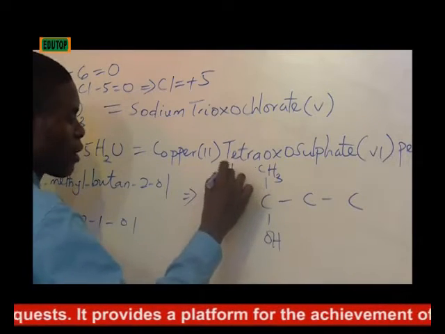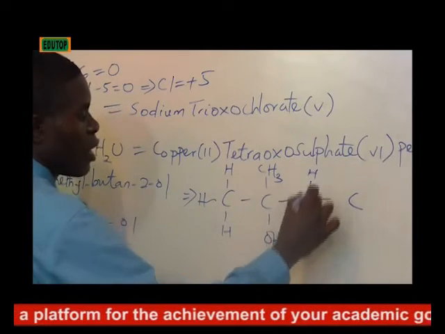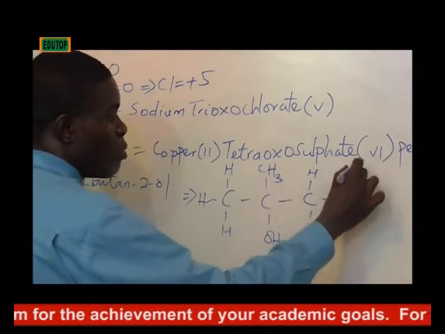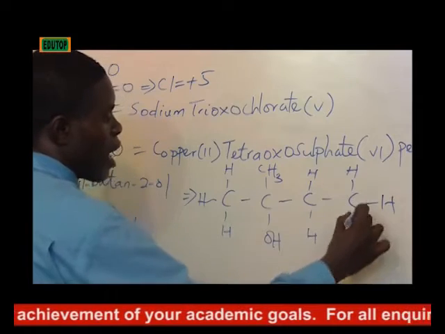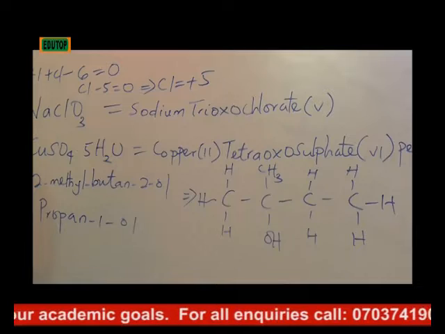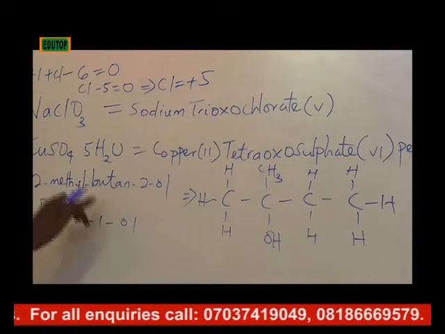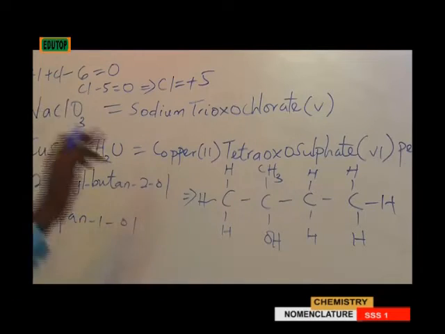So hydrogen will be here, here, here, and here, and so on for all the remaining positions. So the tetravalency of carbon has been satisfied. So this compound is called 2-methyl butan-2-ol.